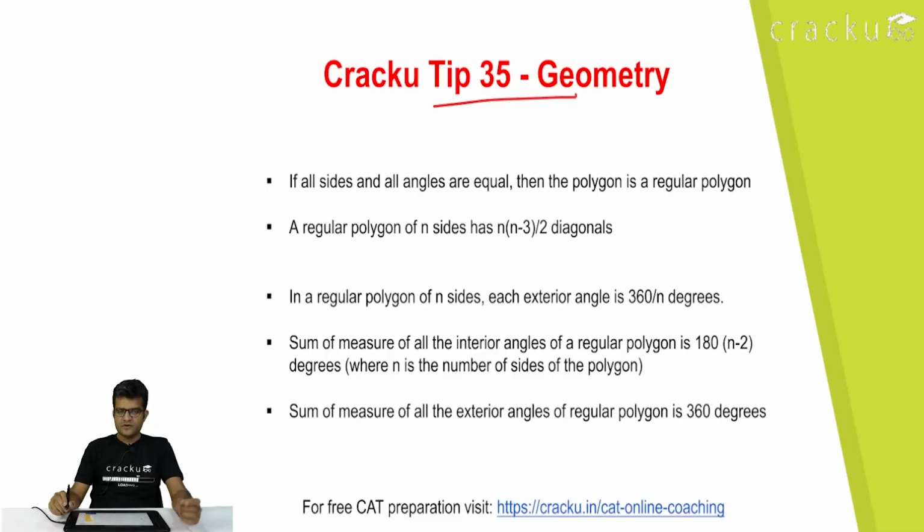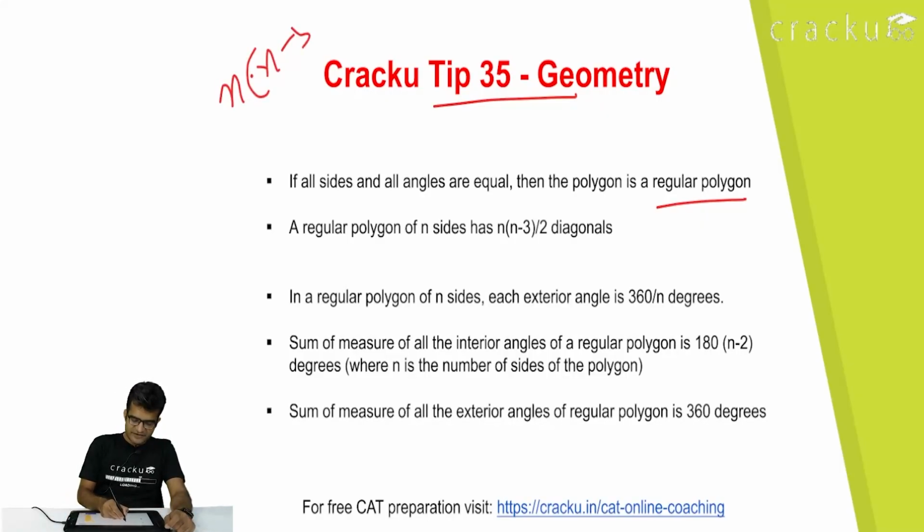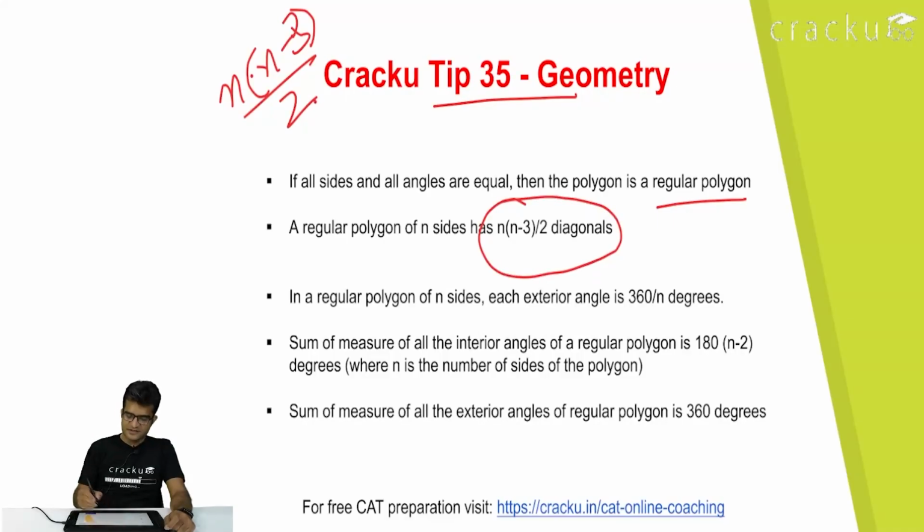In this slide, we know that if there is a polygon such that all the sides are the same or all the angles are the same, it is called a regular polygon. And the number of diagonals of any n-sided polygon will be n into n minus 3 divided by 2. This is an important formula. It is often asked in permutations and combinations, so this is a formula that you should remember.